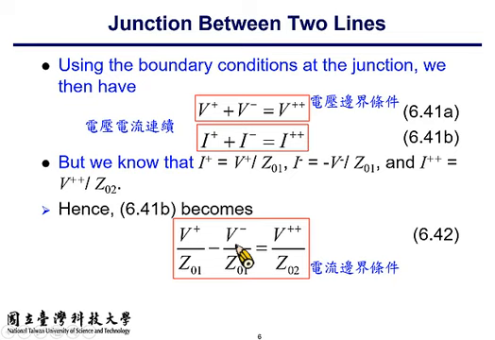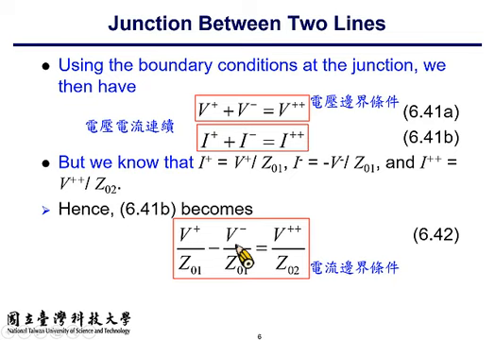Okay, so let's take a look at the so-called boundary conditions. The first one is the total voltage should be the same, and the total current should be the same as well. So you have V plus plus V minus equals V double plus, and the current I plus plus I minus equals I double plus.